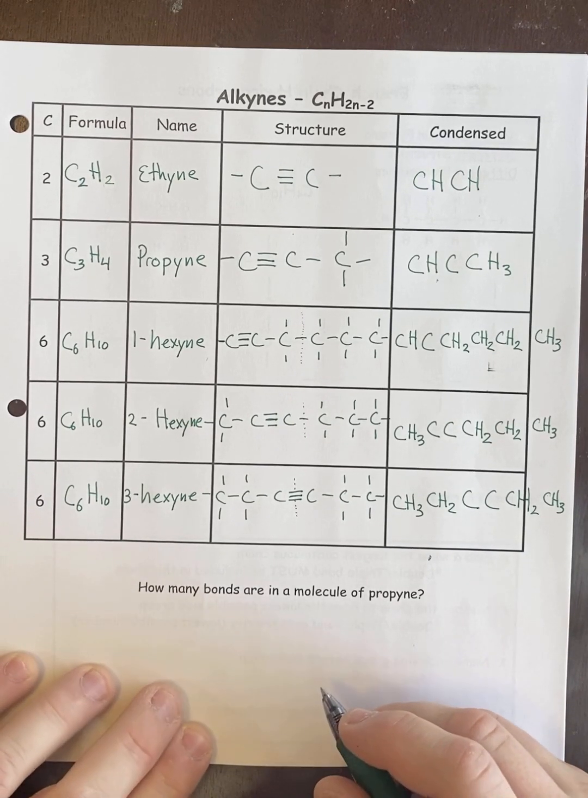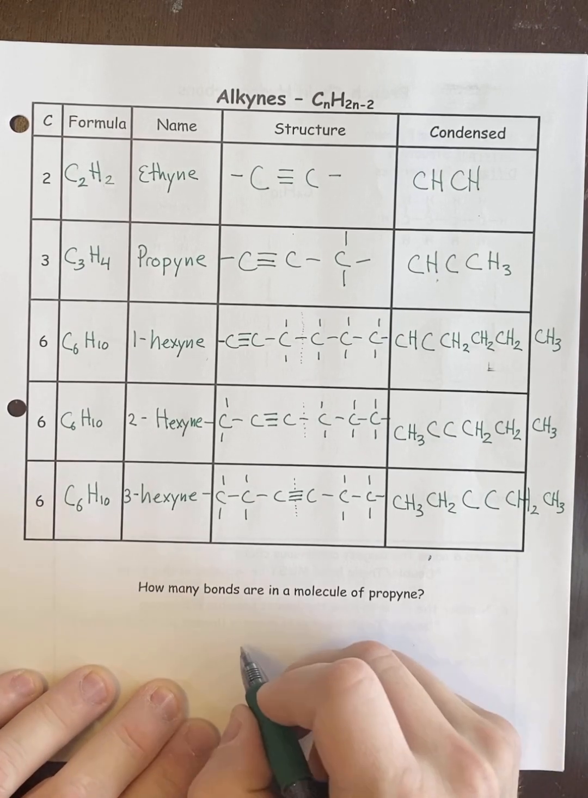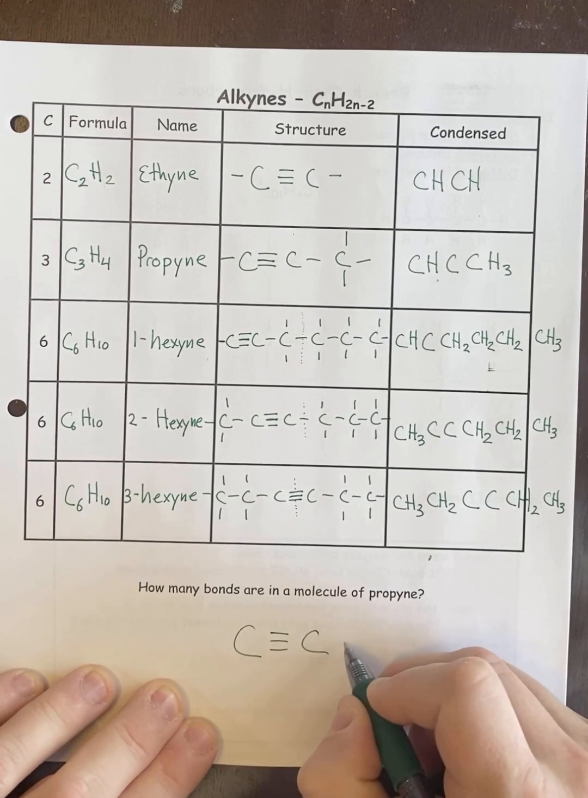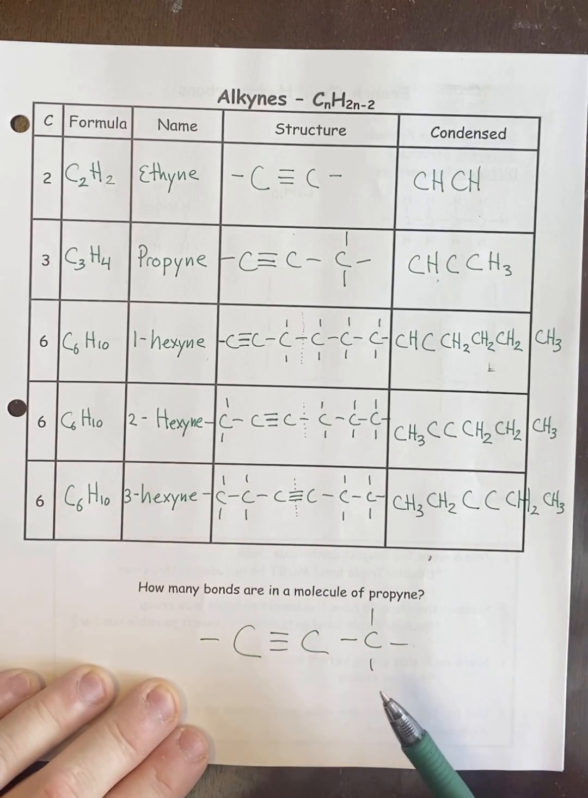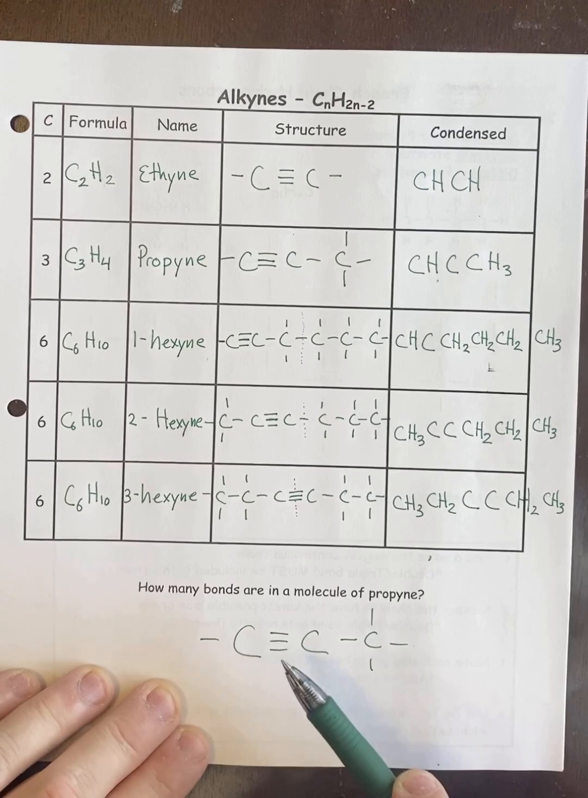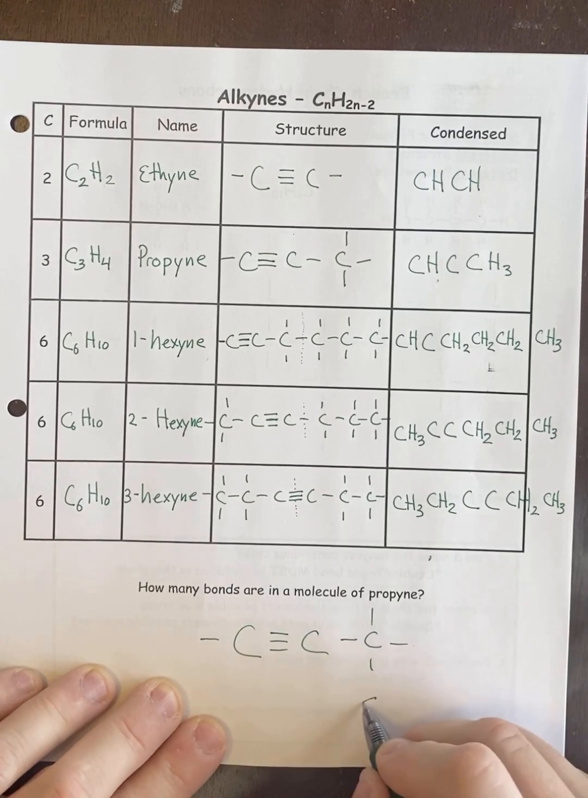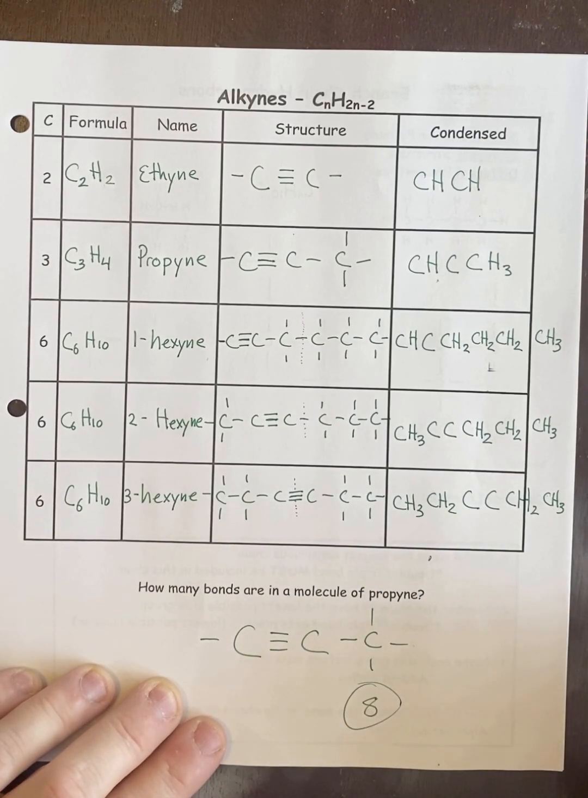And then the last one, how many bonds are in a molecule of propyne? Draw it out. So it looks like that. So if I count my bonds, 1, 2, 3, 4, 5, 6, 7, 8. So there's 8 bonds in a molecule of propyne.